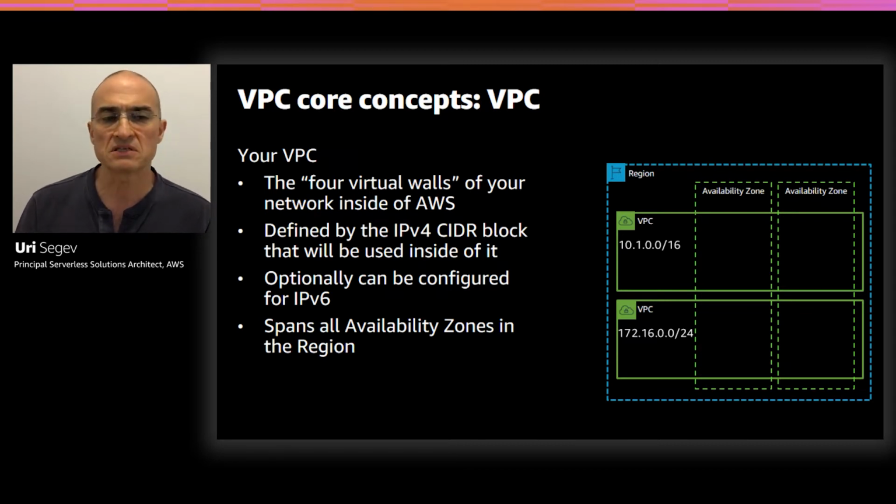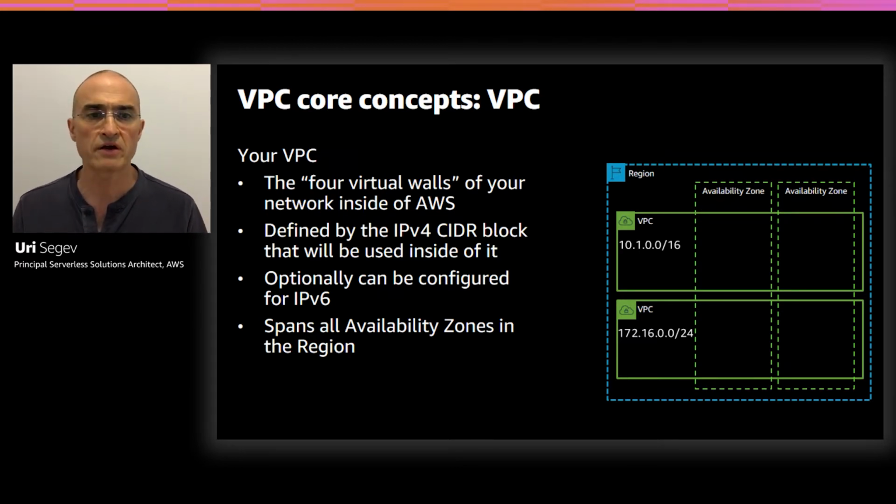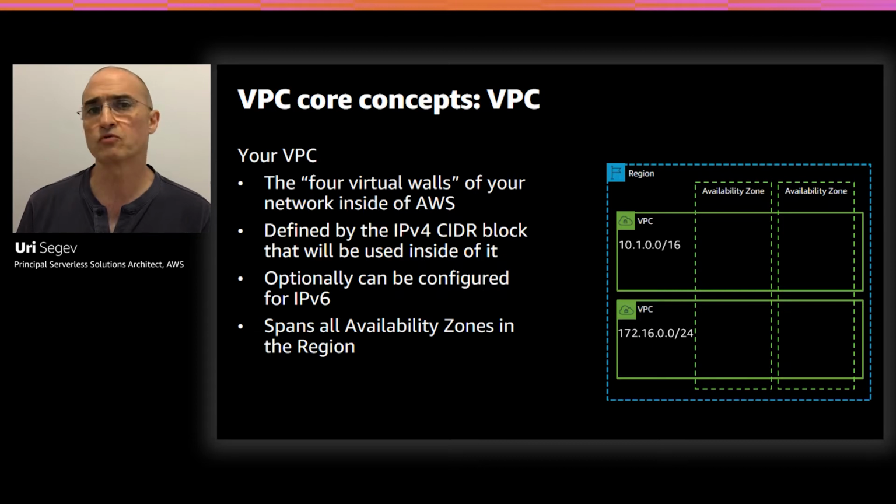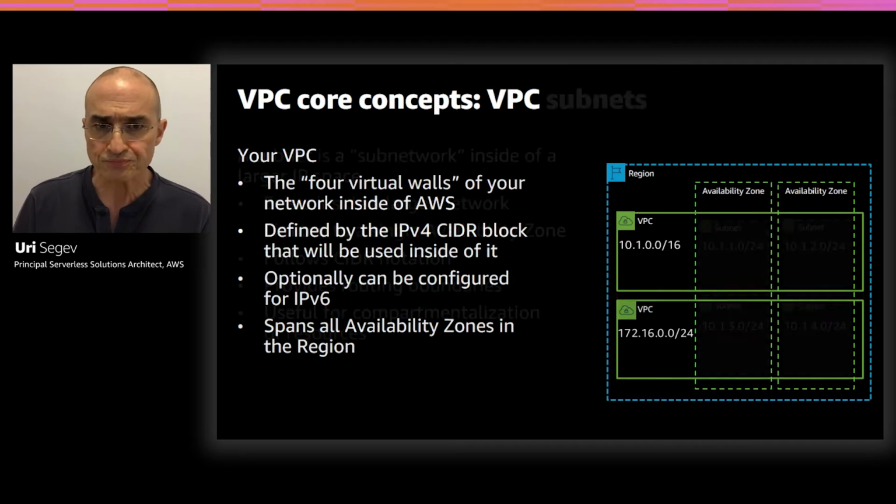The second VPC is 172.16.0.0/24. That means that I only have 256 addresses in the second VPC. As you can see, the VPCs are spanning the entire region, meaning that they are spanning all the availability zones inside the region. You can have multiple VPCs, of course, in a region, and they can have overlapping IPs, but it's really highly not recommended to do so. Otherwise, you will not be able to connect them in the future if you need to.